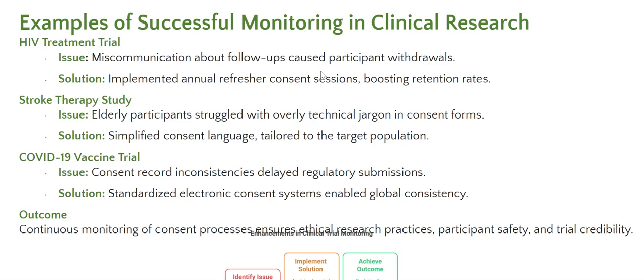Issue: miscommunication about follow-ups that caused participant withdrawals. Solution: implemented annual refresher consent sessions, boosting retention rates. Stroke therapy study. Issue: elderly participants struggled with overly technical jargon in consent forms. Solution: simplified consent language tailored to the target population. COVID-19 vaccine trial. Issue: consent recording inconsistencies delayed regulatory submissions.